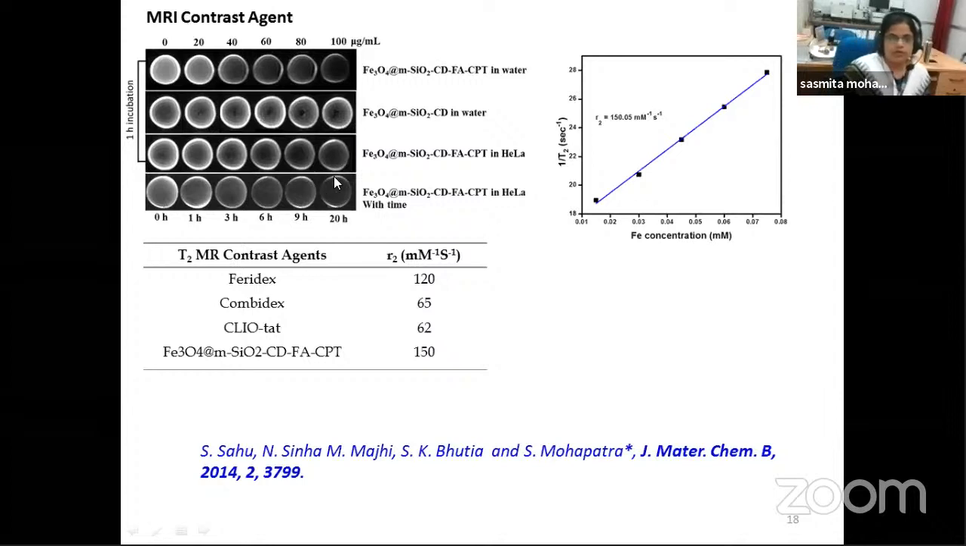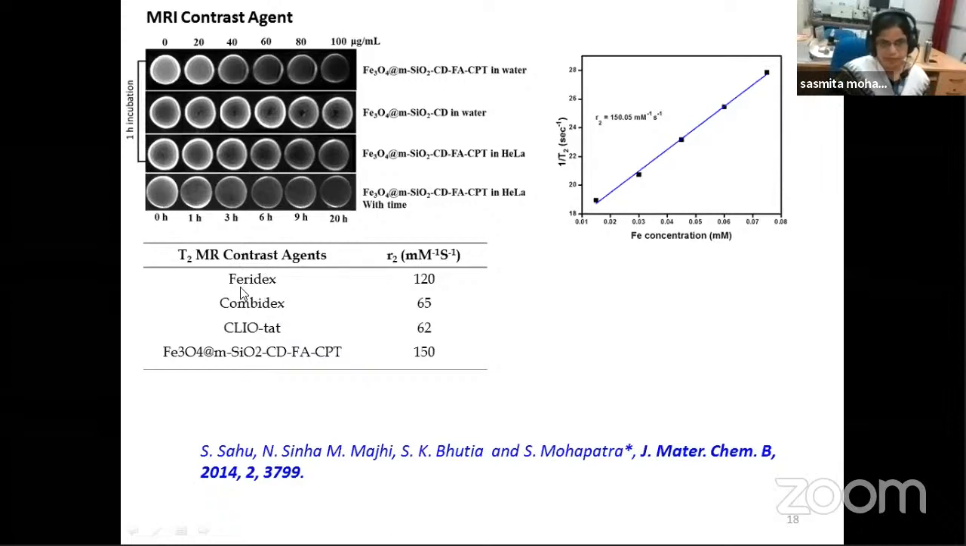This work we have done in IGH Rourkela. R2 is called relaxivity, transverse relaxivity. That is a parameter which is used to show the MRI ability of the reagent. If you compare the R2 transverse relaxation of our drug with commercially available MR contrast agents, we found that it is much better than the commercially available Feridex, Combidex, like that. These are drugs which are marketed by different pharma companies.